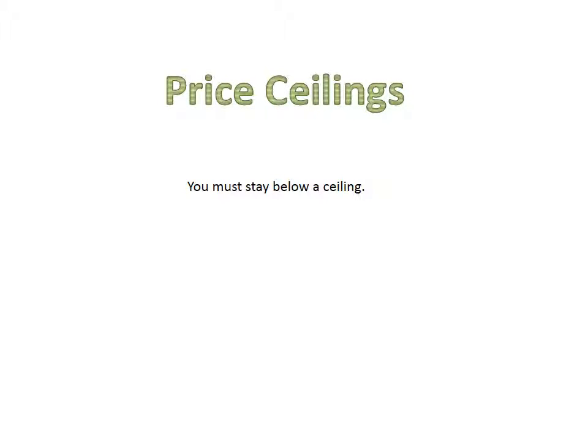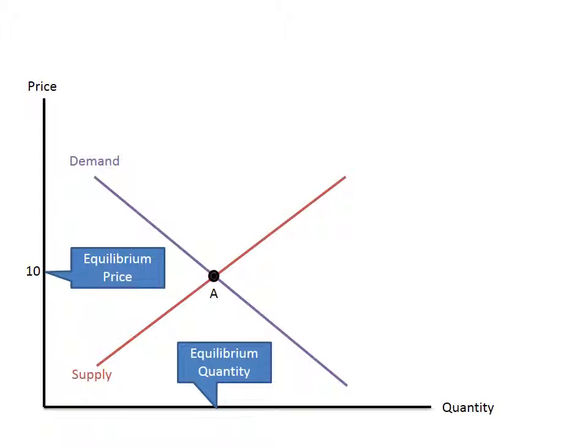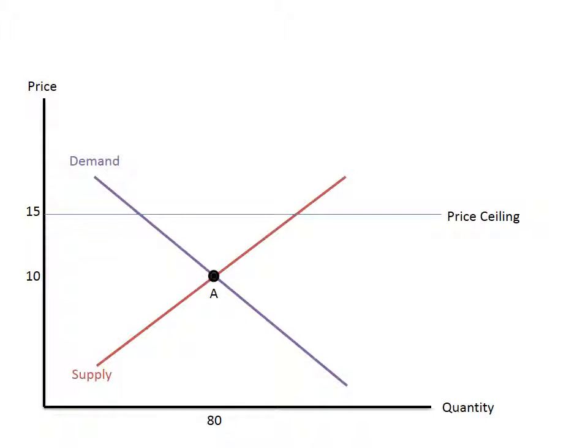Today's video looks at price ceilings. A price ceiling is a maximum price you're allowed to charge. Let's start with the market in equilibrium. Let's imagine the equilibrium price is $10. Then, for whatever reason, politicians impose a $15 price ceiling on this market.